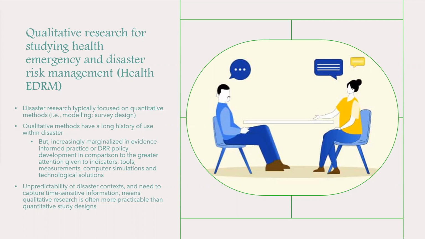So disaster research has typically focused on quantitative methods, particularly modeling and survey design. Qualitative methods also do have a long history of use within disaster research as they're able to provide different types of evidence. Despite this, qualitative approaches are increasingly marginalized in the discussions of evidence-informed practice or disaster risk reduction policy development in comparison to greater attention given to indicators, tools, measurements, computer simulations, and technological solutions. However, literature has shown that the unpredictability of disaster contexts, in combination with the need to capture time-sensitive information, often means that qualitative research can be more practical than quantitative study designs.